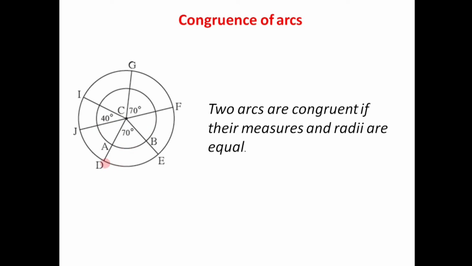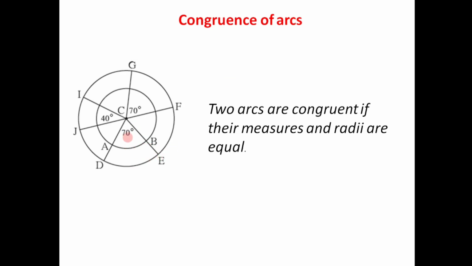For this diagram, if we consider arc DE and arc AB, both of these arcs have equal measures, that is 70 degrees, because the corresponding central angle is 70 degrees. That's why the measure of arc AB is 70 degrees. Similarly, the measure of arc DE is also 70 degrees. In this case, we cannot say that arc AB is congruent to arc DE as they have different radii. That's why, to be congruent arcs, their measures must be equal and their radii also must be equal.